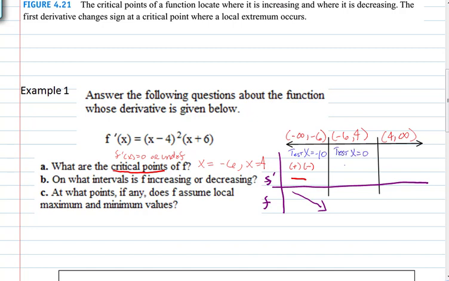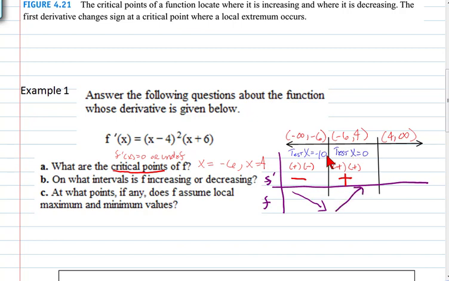1. You can test 1. I'm going to test 0 because the arithmetic is easier. 0 squared is, negative 4 squared is positive. And 0 plus 6 is positive. The whole thing is positive, so what is the function doing? The function is increasing here.